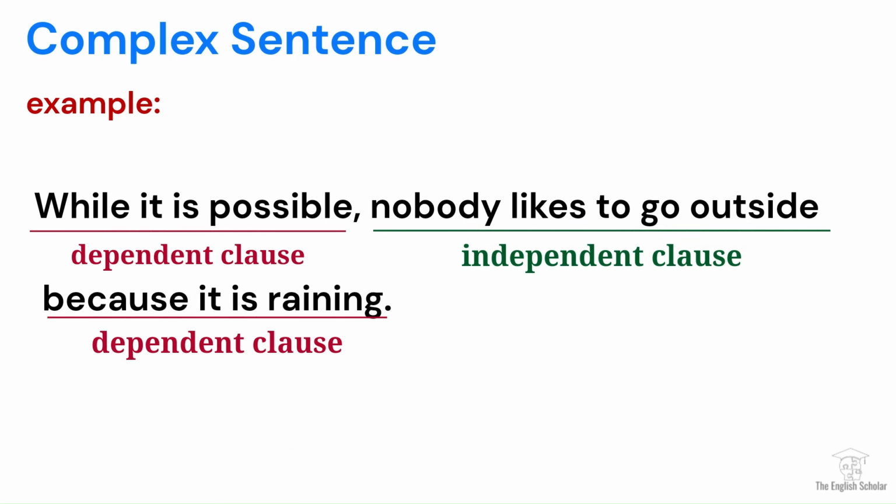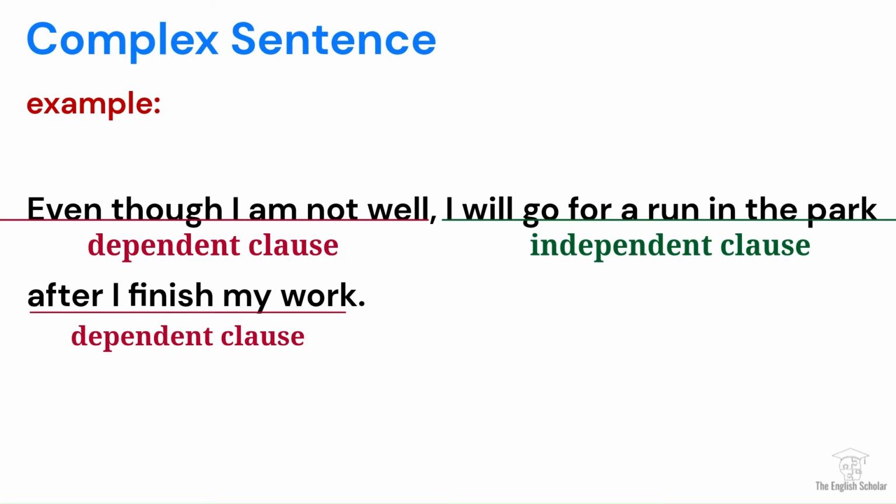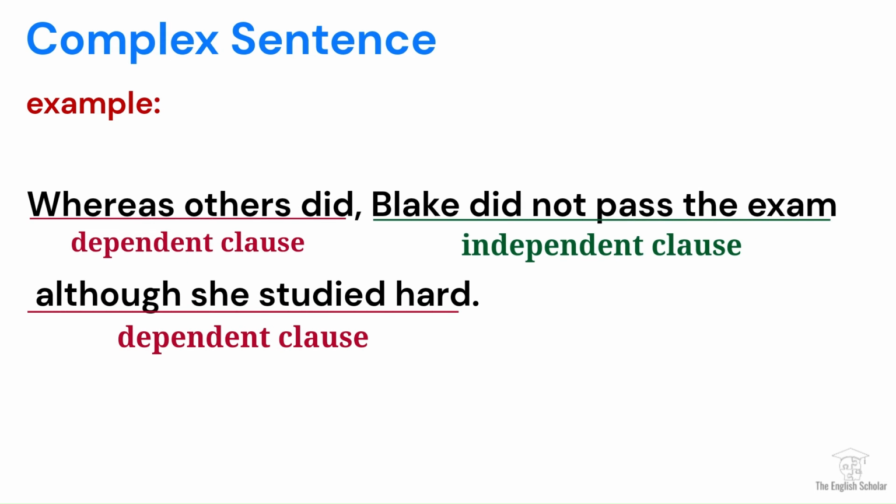Sometimes, complex sentences can have two dependent clauses or subordinate clauses too. For example, while it is possible, nobody likes to go outside because it is raining. Even though I am not well, I will go for a run in the park after I finish my work. Whereas others did, Blake did not pass the exam although she studied hard.